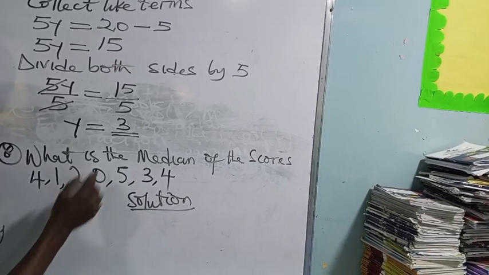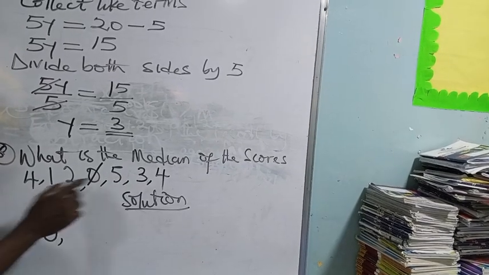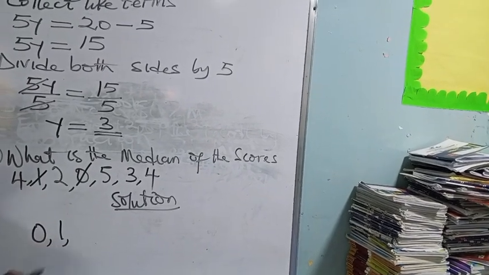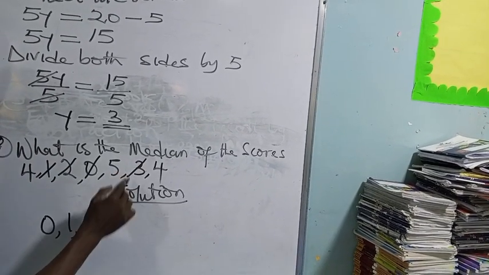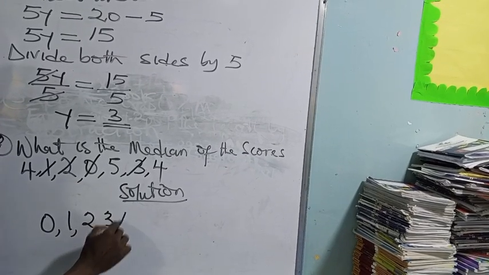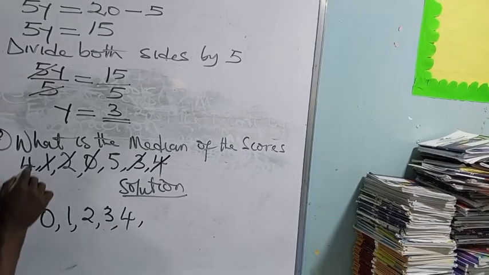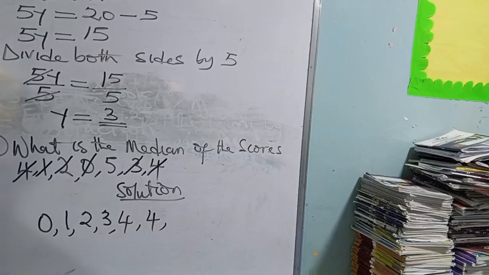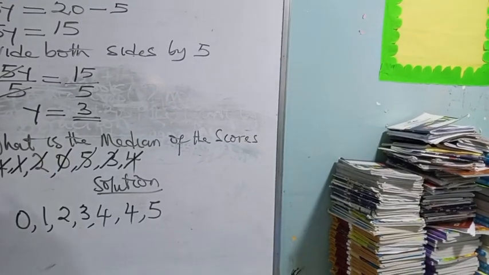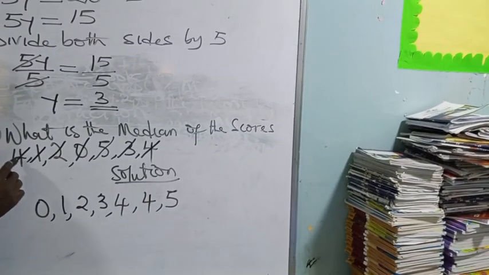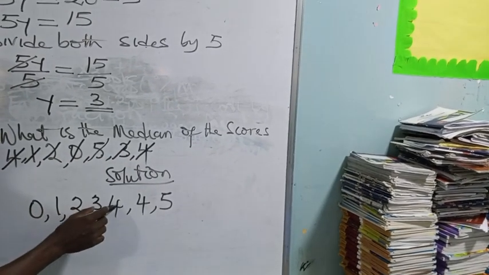The smallest number here is 0, followed by 1. How many 1s? Just 1. Followed by 2, followed by 3, followed by 4. We have two 4s here. And the last one is 5. So we need to count and be sure how many numbers we have from the question and what we listed here. 1, 2, 3, 4, 5, 6, 7.